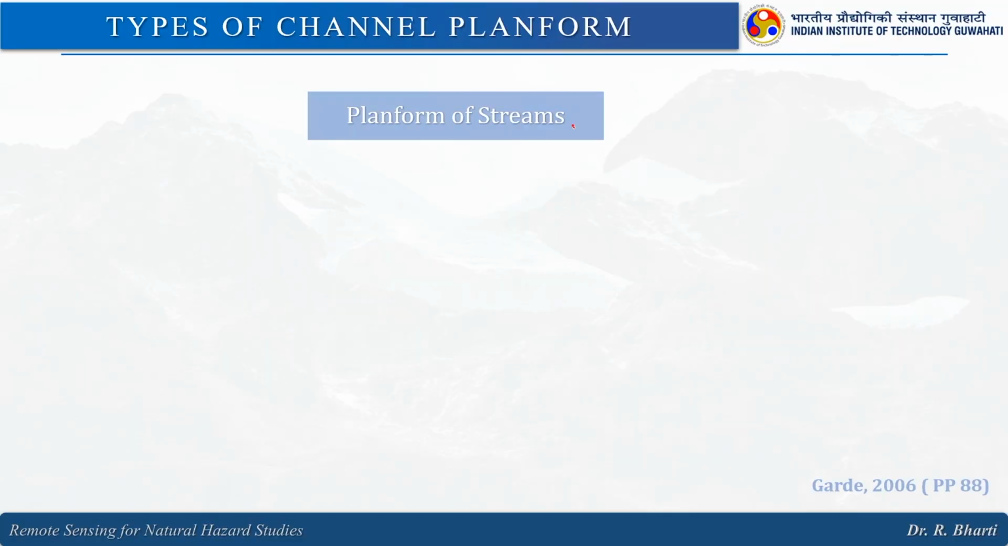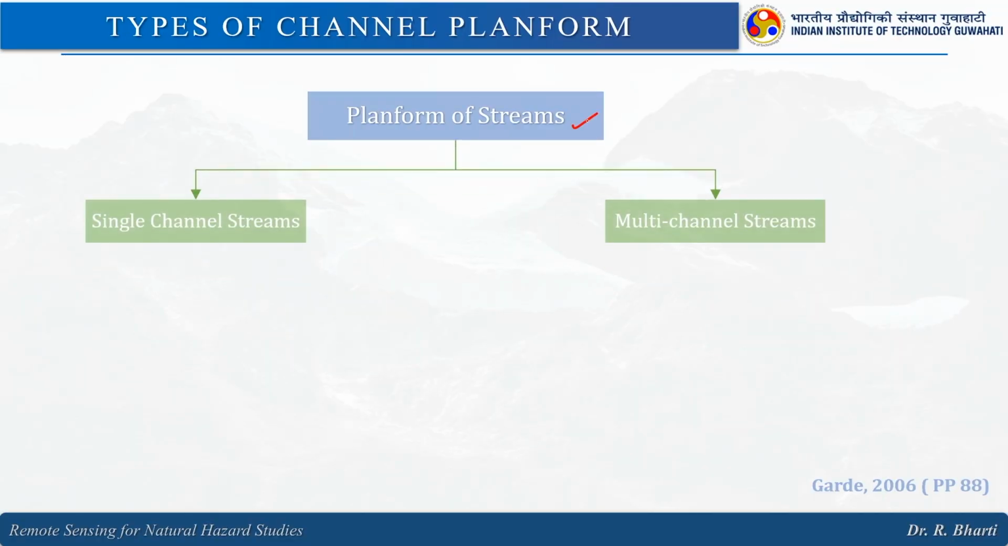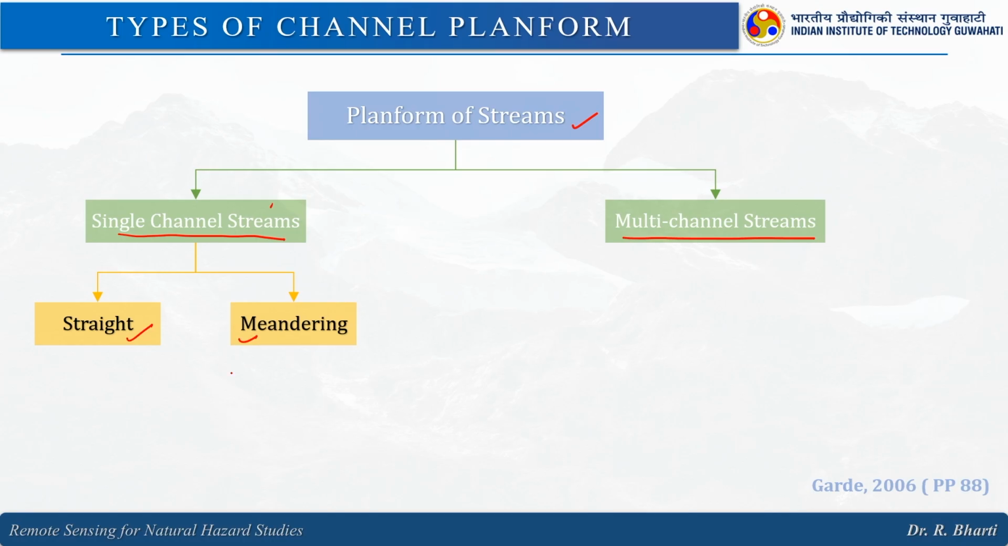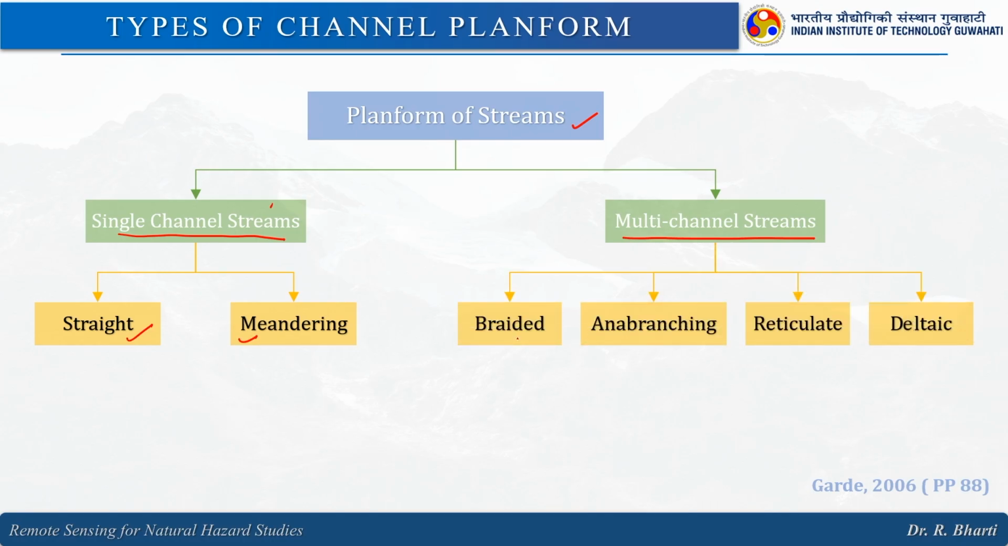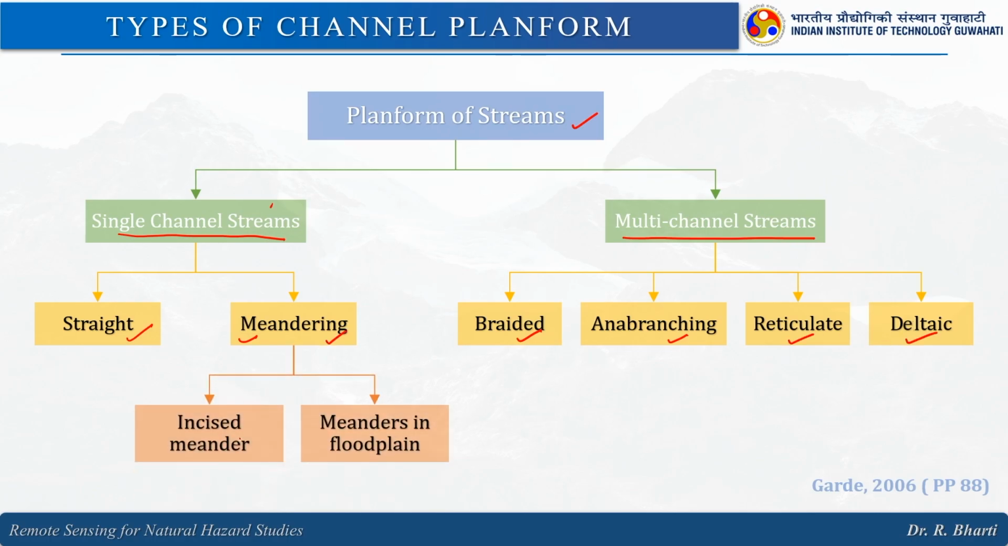Now, let us see the types of channel planform. When we see the planform of a stream, it has two types: single channel streams and multi channel streams. For the single channel we have straight and meandering, and with the multi channel we have braided, anabranching, reticulate, deltaic, right. Then with the meandering we have two different types, right. All these are the different types of planform which you will be seeing in different river systems, right.